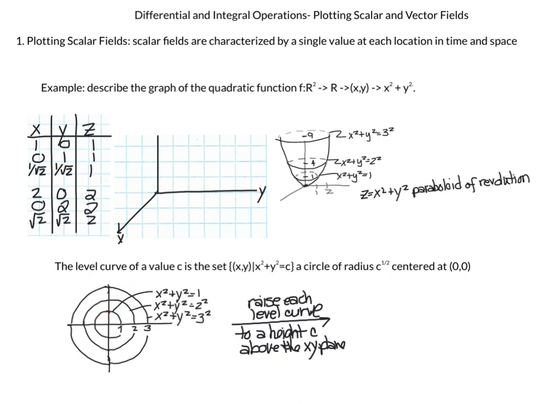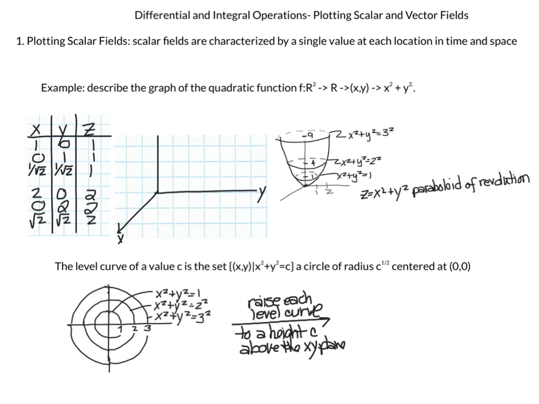So the idea is when you have this graph of level curves, you raise each of these curves up to the height of C above the XY plane. So you think of a circle at height 1, a bigger circle at height 2, and as the circles get bigger, you're going to raise them higher. So that's the idea of plotting a scalar field.